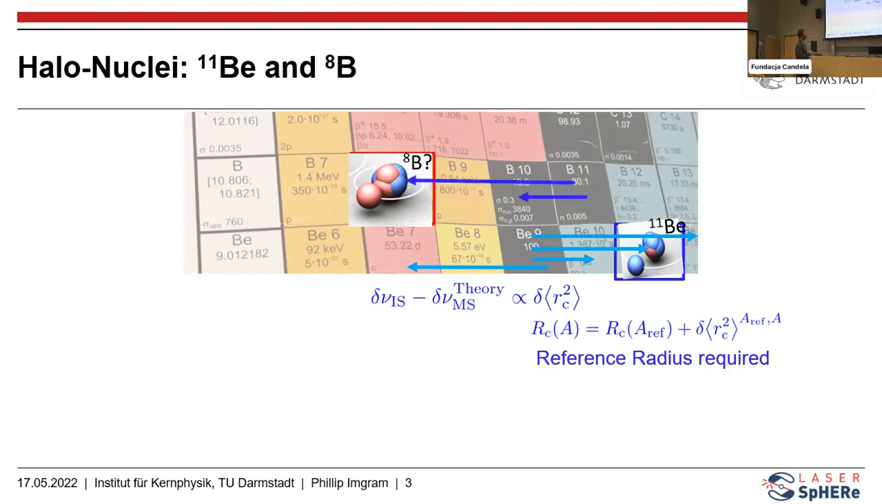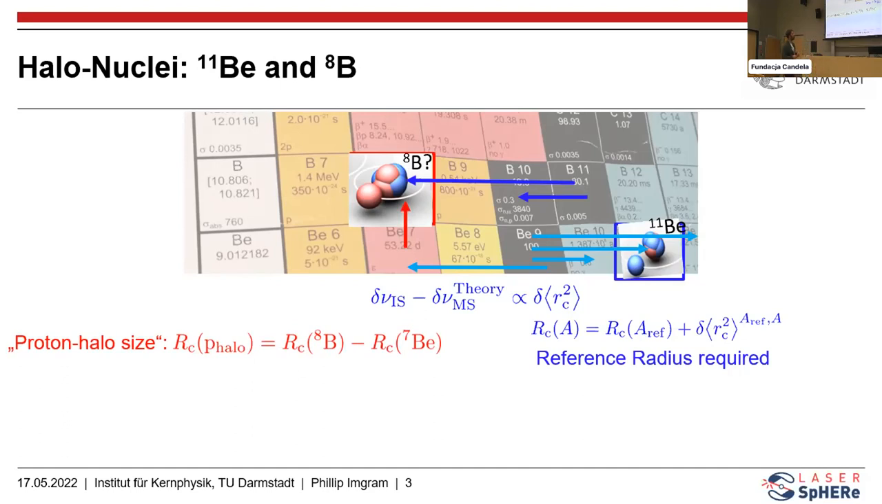So if you want to investigate this one, you can do the same with boron-11. You measure the isotope shift against boron-11, for example, and then get the change of the nuclear charge radius out of it. The problem is that there are actually two problems. The first problem is that there is no reference radius to a high accuracy available, due to different reasons. And the second one is that you want to compare it to the beryllium core here to get out the actual proton halo size.